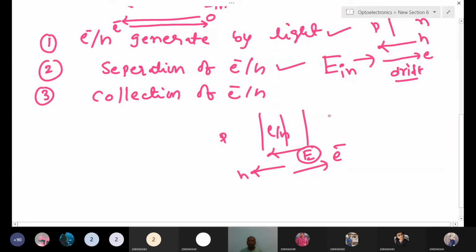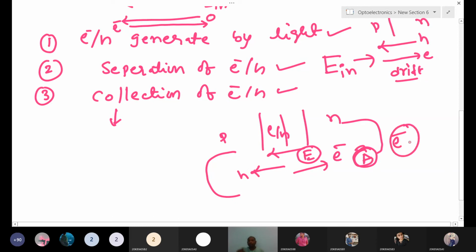So the final step is you have to collect the charge carriers. Suppose electrons and holes are coming this way. So you use metal contacts, just like we discussed in the last class. Using these metal contacts you can collect the electrons and holes, and to measure how much current is flowing in a circuit you install one ammeter, and in this ammeter you can see how many electrons or how many charges are flowing in the circuit.